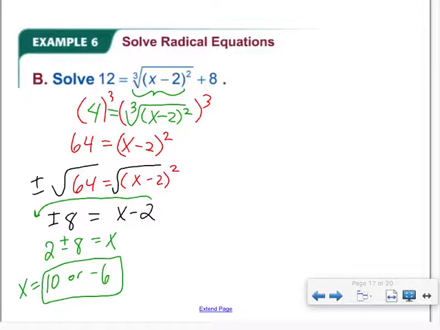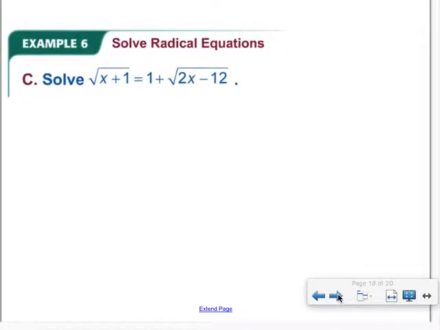You can check them back in the original. If you check 10, you get 4 plus 8 equals 12. It works. If you check negative 6, you get 12 equals 4 plus 8 again. They work. So it's really essential that you always check them for even index. Odd indexes will work just fine. Just 2 more examples.